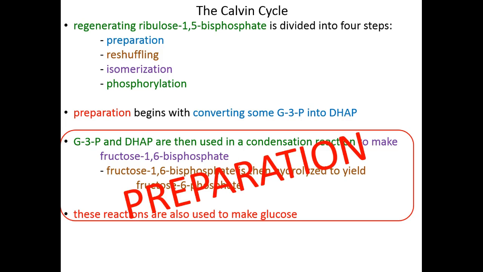Now, another thing I want to point out is we are not doing this to all of our molecules. In other words, we don't take all of our remaining 3PGs and convert them into GAP and DHAP and use those to make fructose 1,6-bis and all of that.